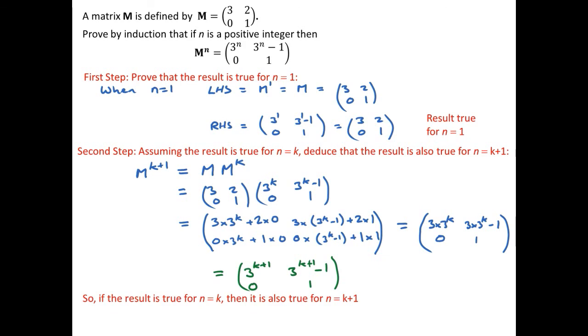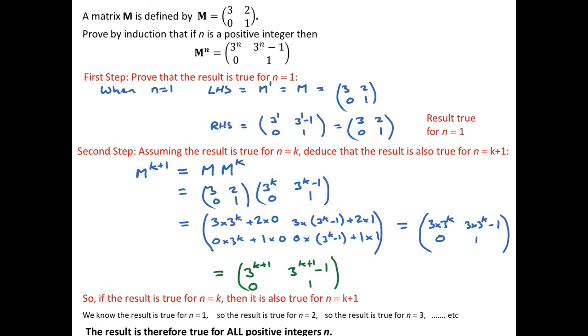So we now know that if the result is true for n equals k, then it is also true for n equals k plus 1. We know by the first step that the result is true for n equals 1, so that certainly means now I know the result is also true for n equals 2, using the second step. Using the second step again, I know that the result is true for n equals 3. Using the second step again, I now know it's true for n equals 4, and so on, all the way along the positive integers. So we now know that the result is true for all positive integers n.